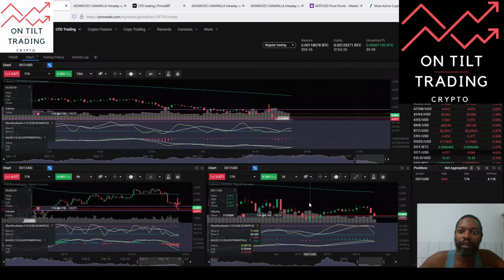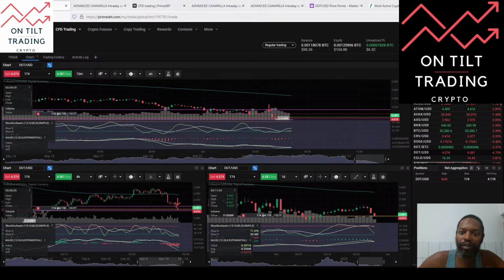Let's go through my pre-market analysis. Right now we're about 45 minutes away from what would be the open of the U.S. market, or New York time market here. I'm looking at Polkadot today. I already took a position in Polkadot.